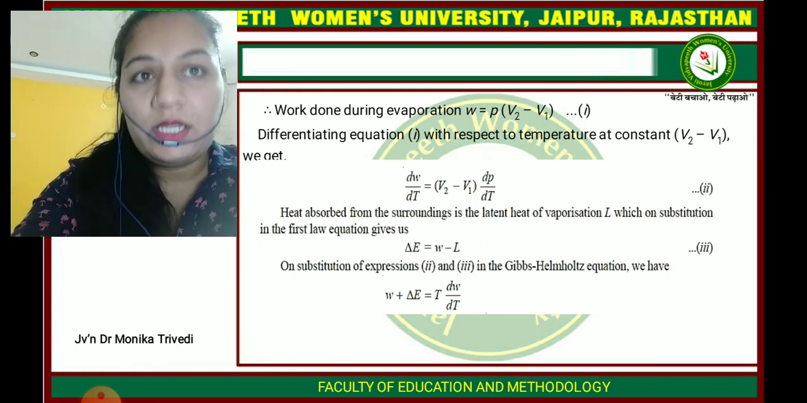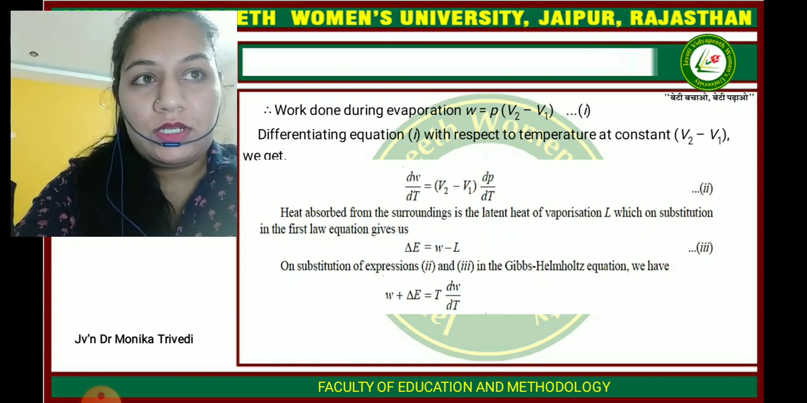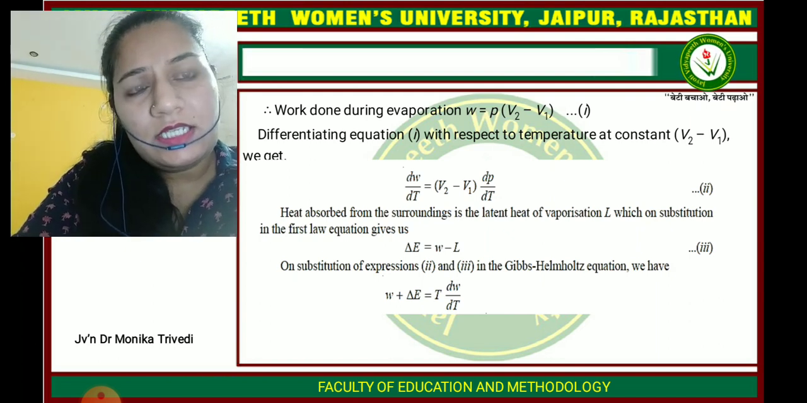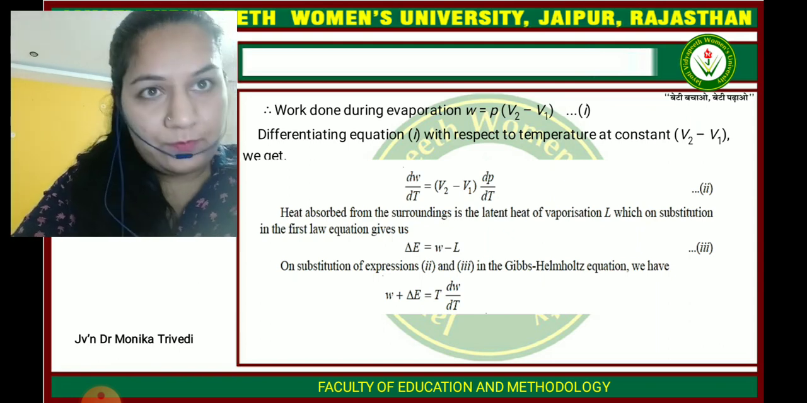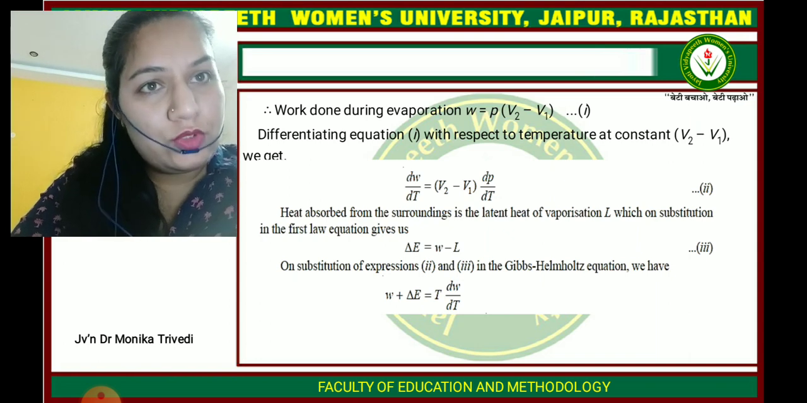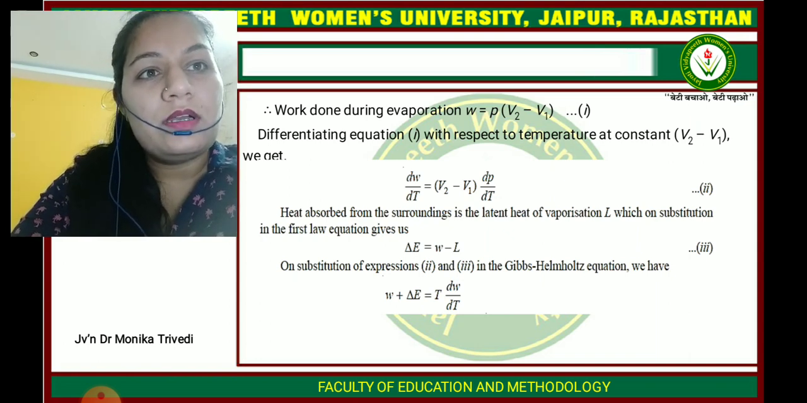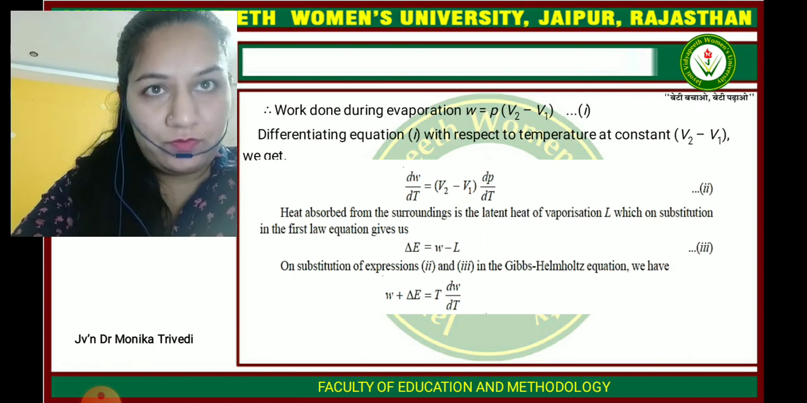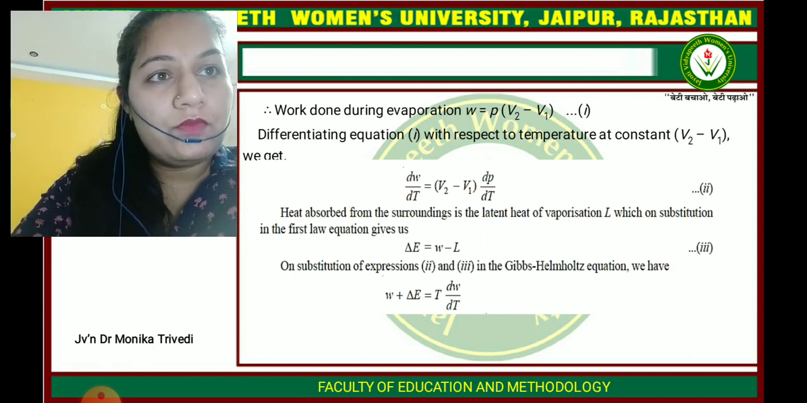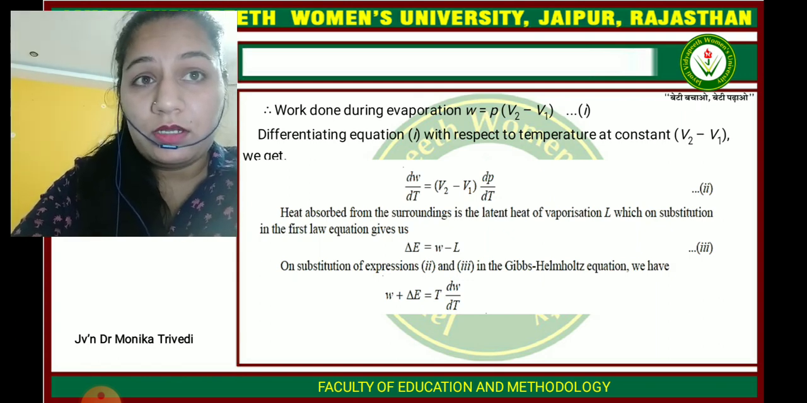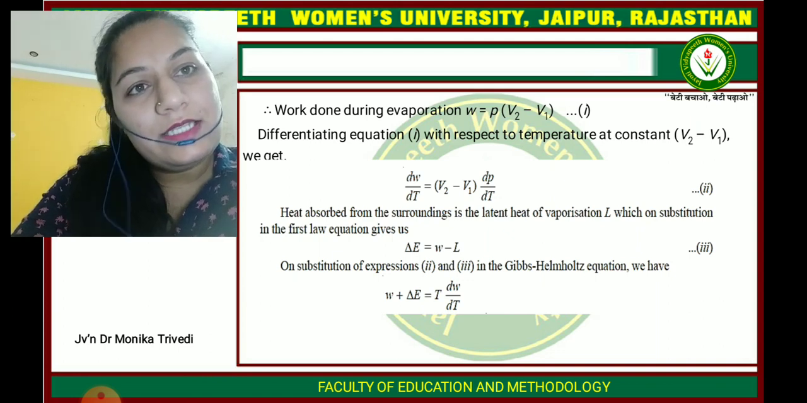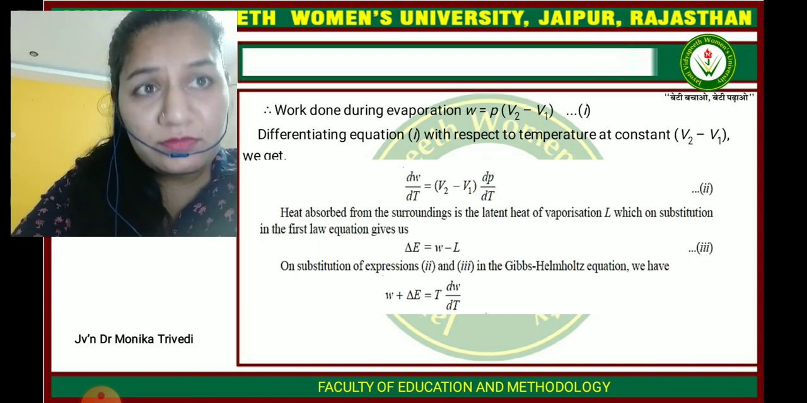This is equation 1. Differentiate equation 1 with respect to the temperature at constant volume, V2 minus V1. What we get is dW by dT equals V2 minus V1 times dP by dT. This is equation 2. The heat absorbed from the surroundings is the latent heat of vaporization, denoted L, which on substitution in the first law equation gives us del E equals W minus L.